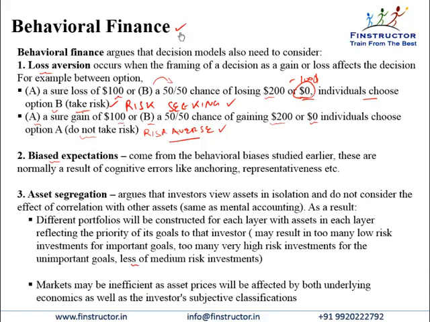So behavioral finance argues that markets may be inefficient as asset prices are affected both by the underlying fundamentals, or the underlying financial economics, as well as the investor's subjective classifications and subjective biases. So in such a case, too low risk securities may also be highly priced because there's a very high demand. Very high risk investments may also be highly priced because again there is high demand for the less important goals. Medium risk investments may be priced relatively lower because people don't demand them as they don't fit in their portfolio in the process of mental accounting.